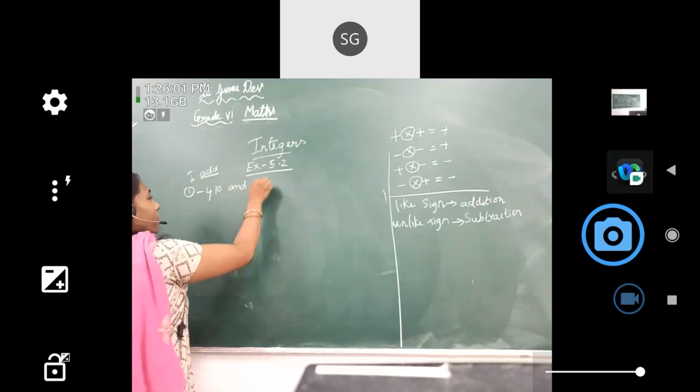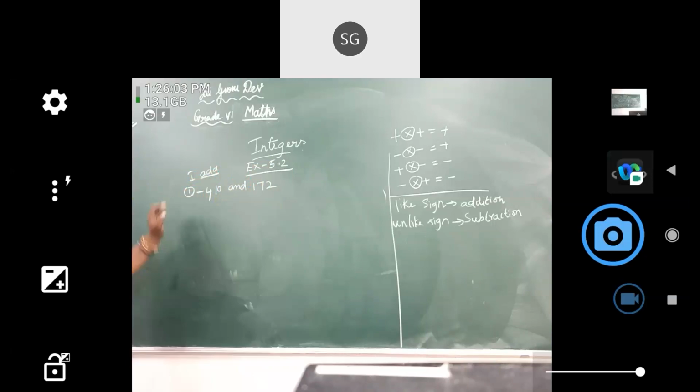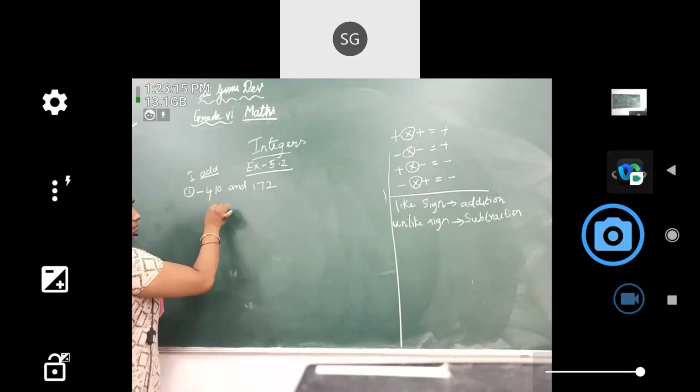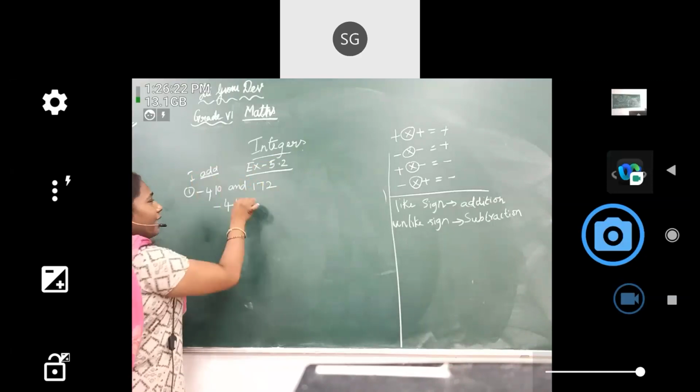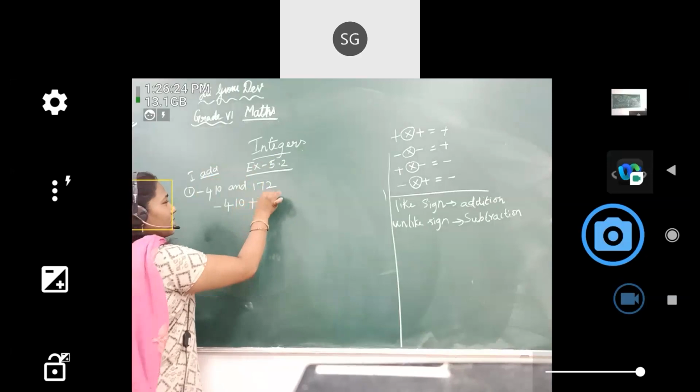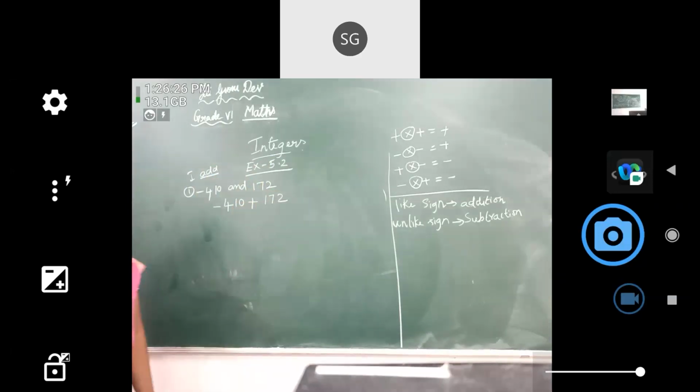The same thing we did for the number line. They have not given the mathematical expression; they have just given the statement. Add minus 410 and 172. Shall we write it the mathematical way? How will we write? First, write the first number as it is: minus 410. You're going to add, so plus 172. Is it right?